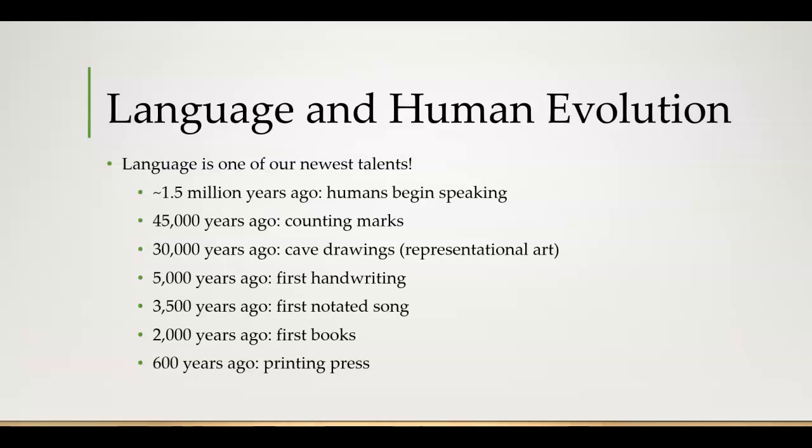The first counting marks were discovered and dated to be from 45,000 years ago. We're not getting our cave drawings, that once removed representational communication, until 30,000 years ago. First handwriting 5,000 years ago. First notated song 3,500 years ago. Evidence of the first books 2,000 years ago. And of course, those would have to be hand scribed because it wasn't until just a short 600 years ago that the printing press was invented.